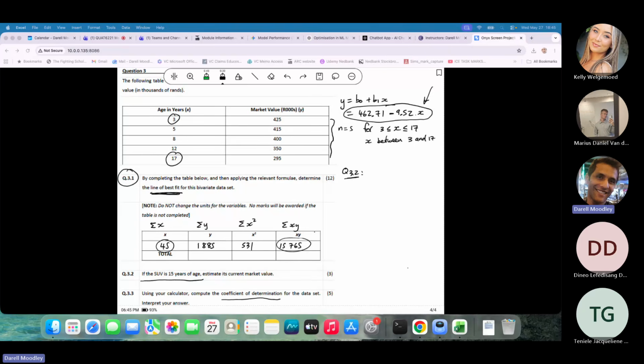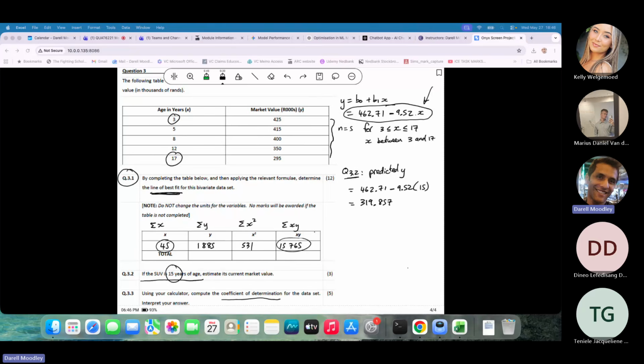So it's going to be my predicted y is equal to 462.71 minus 9.52 times x, and the x value they want me to use is 15. Feed that into the equation, and the value you will get is 319.857.